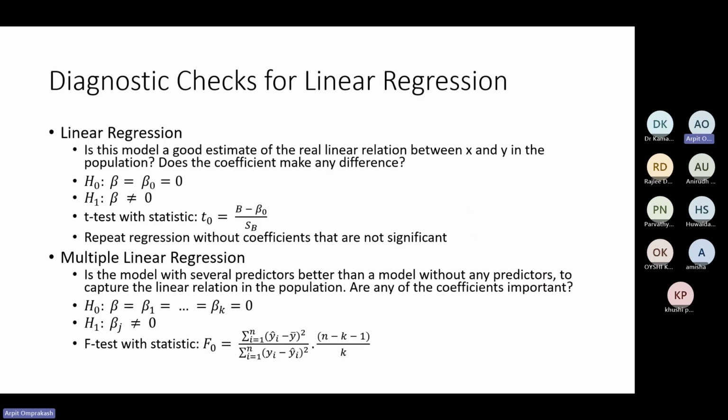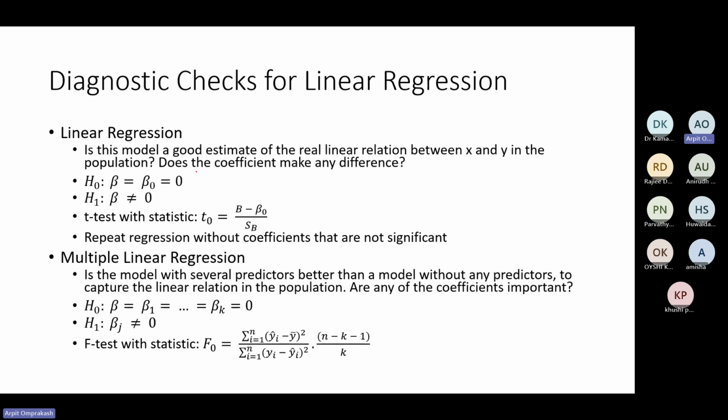Great. The second diagnostic check for linear regression is to check whether the coefficients that we have got in the linear regression are also the coefficients of the population, that is, whether the population also has a linear relation. Let's say we found a linear relation between our sample x and y. Does the population also have the same linear relation? That is what we are testing here with a statistical test.